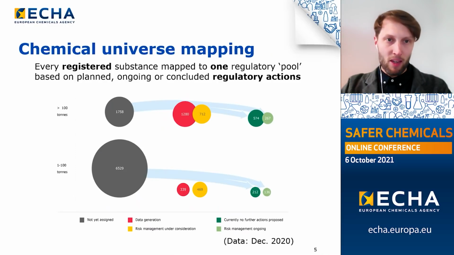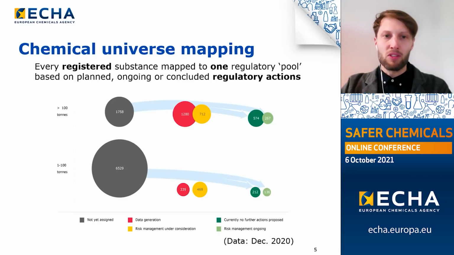Now, what is the chemical universe? What do we mean with chemical universe mapping? Well, the chemical universe is a tool for authorities. It helps us to focus our work and to track the progress. For every registered substance, we define one regulatory pool. This is based on planned, ongoing, or concluded regulatory action.